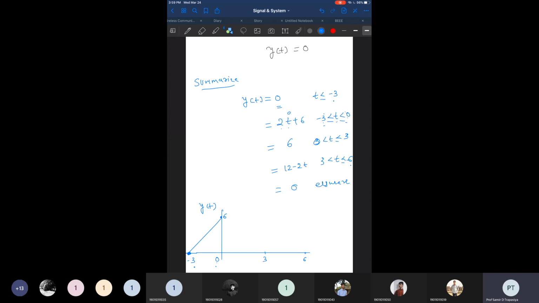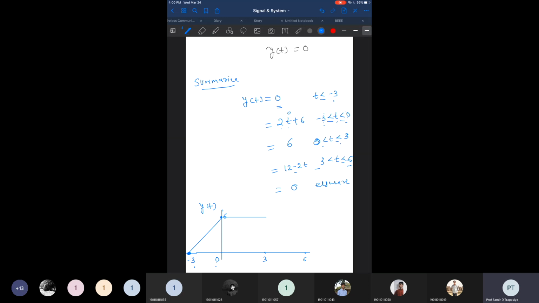Okay, now after this what happens? Again we consider between 0 to 3. Between 0 to 3 it is a constant value of 6. So this is a constant line irrespective of time up to here, right? This is the signal. And from 3 to 6 it is 12 minus 2t.